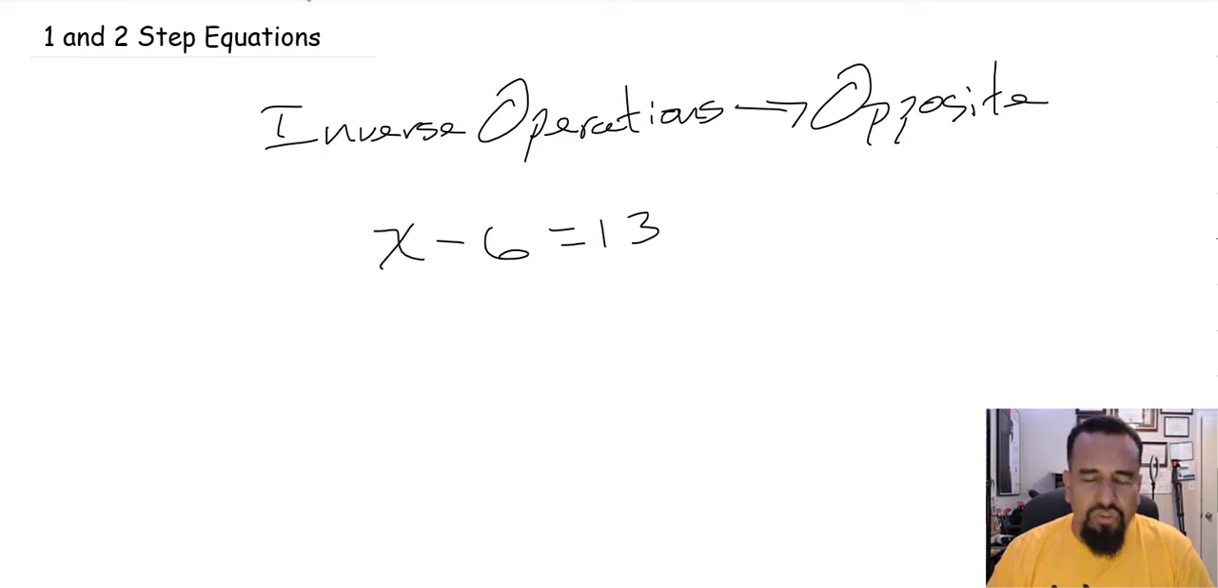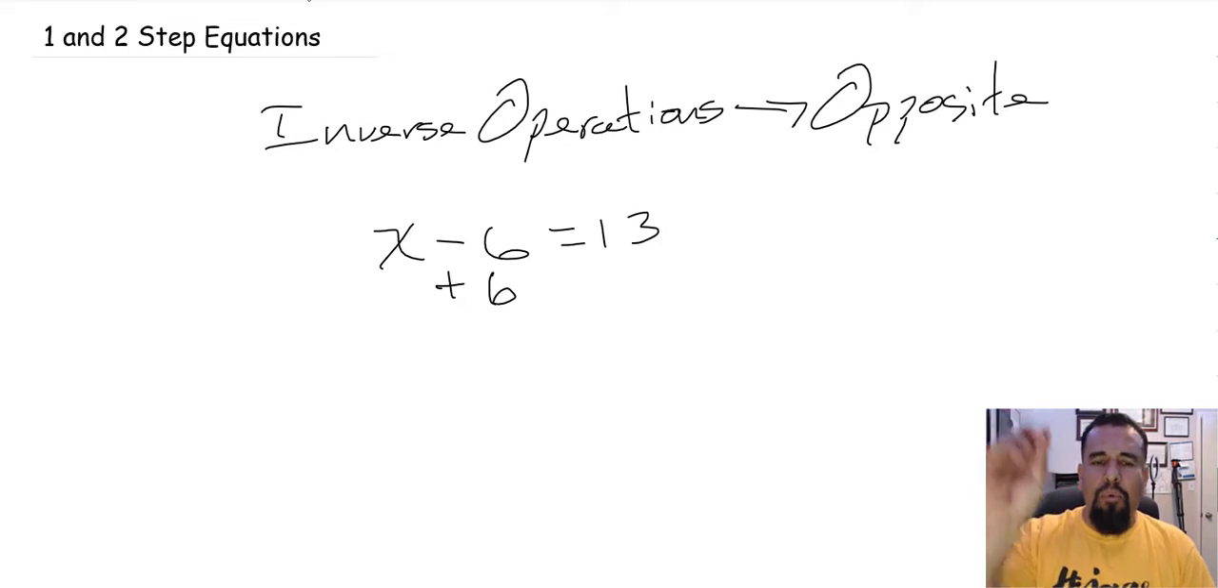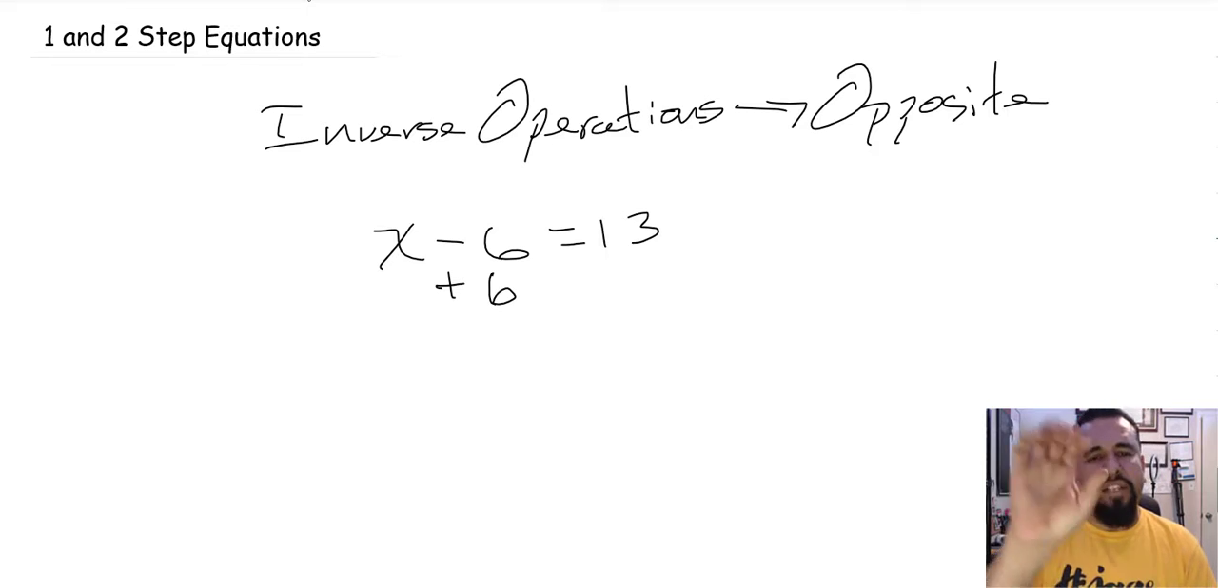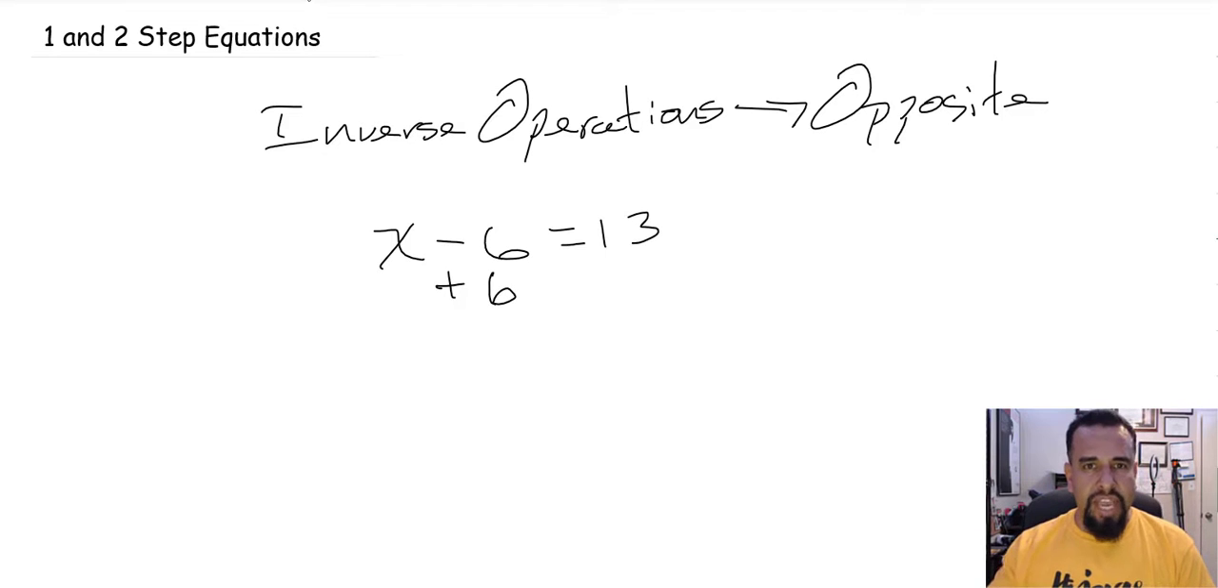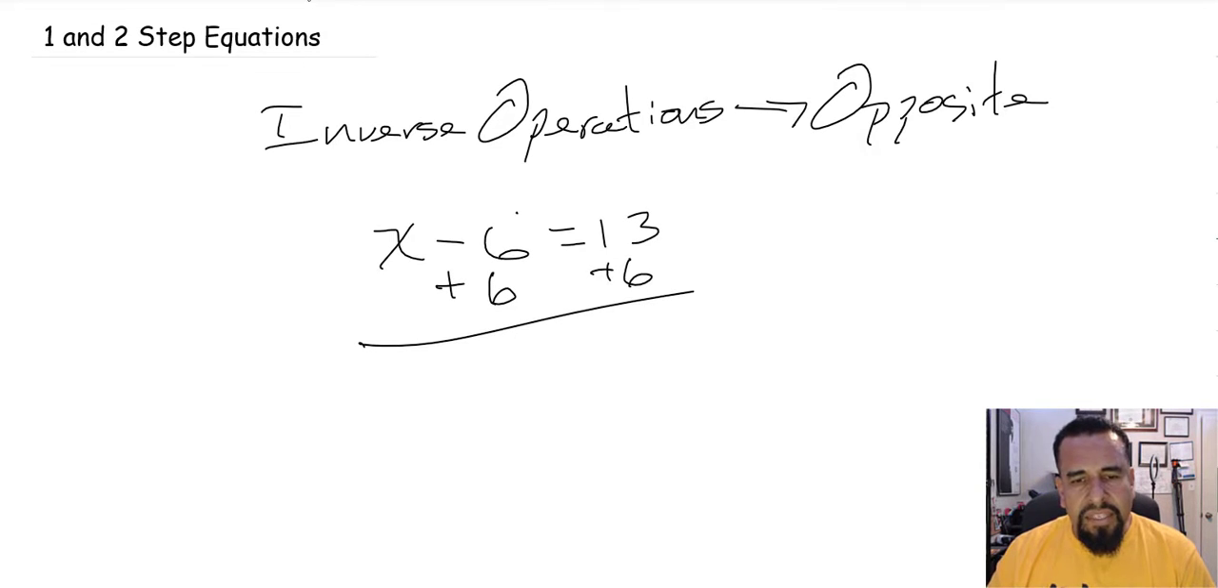So how do I backtrack to find the answer? I'm going to do the opposite and add. Why am I adding? Because I want to create a 0. What I'm really doing is moving this number to the other side. You've heard the term, whatever you do to one side, do to the other, because you want to keep it balanced. So we're going to add 6 here, and add 6 right here. That's our first step.